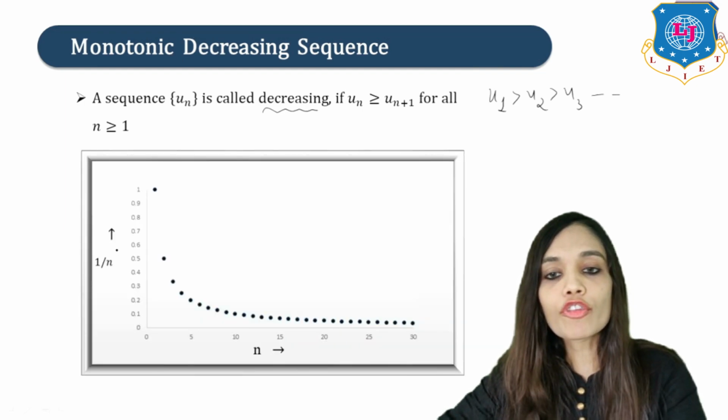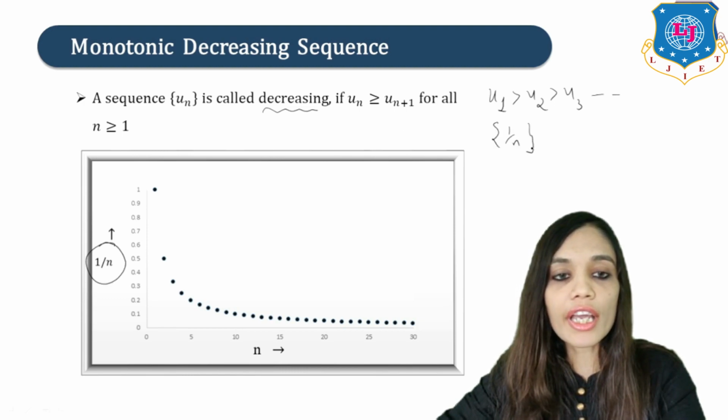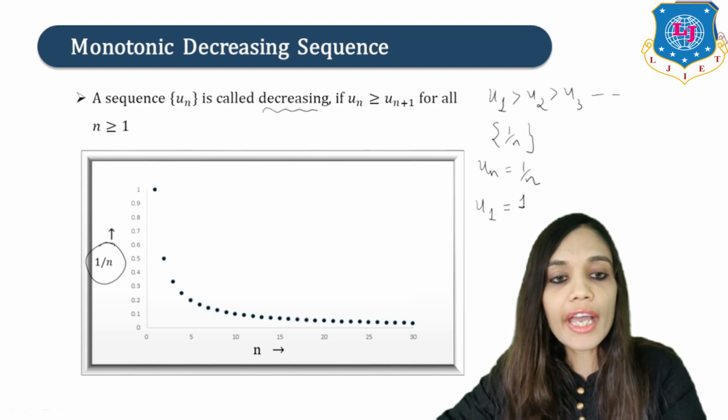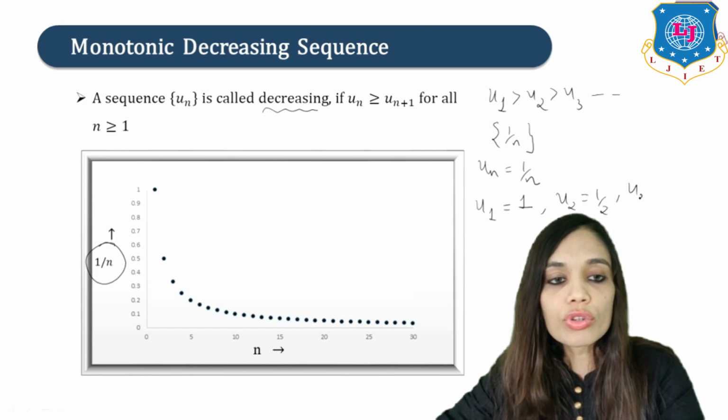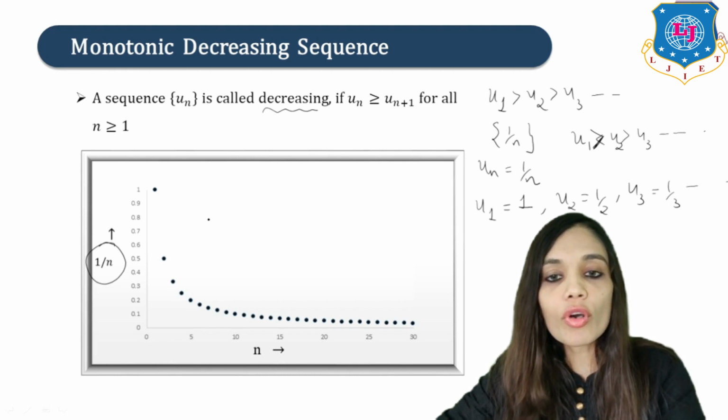Now let's see the graph of the sequence 1 upon n. You are given the sequence as 1 upon n, so your nth term Un is 1 upon n. Now start putting the values of n. Firstly we will replace n by 1, so you will get U1 as 1. Similarly, U2 will be equal to 1 upon 2. U3 will be equal to 1 upon 3. So you can see that U1 is greater than U2, greater than U3, etc. So the sequence 1 upon n is a decreasing sequence. You can check the graph also.